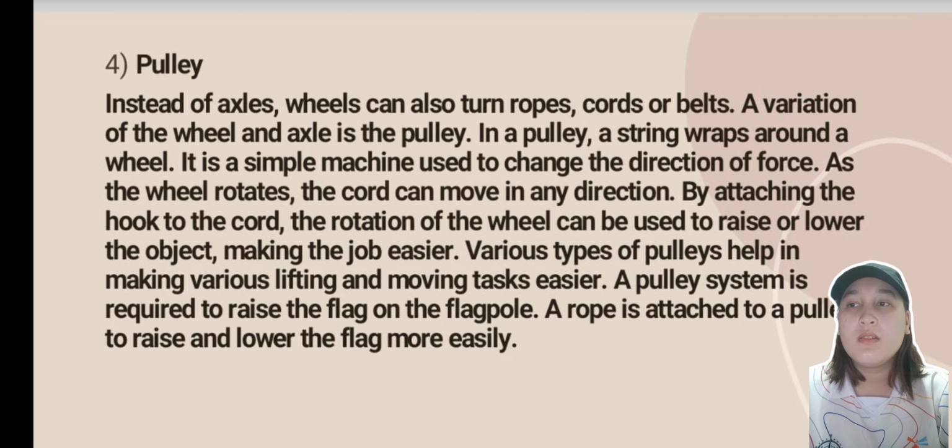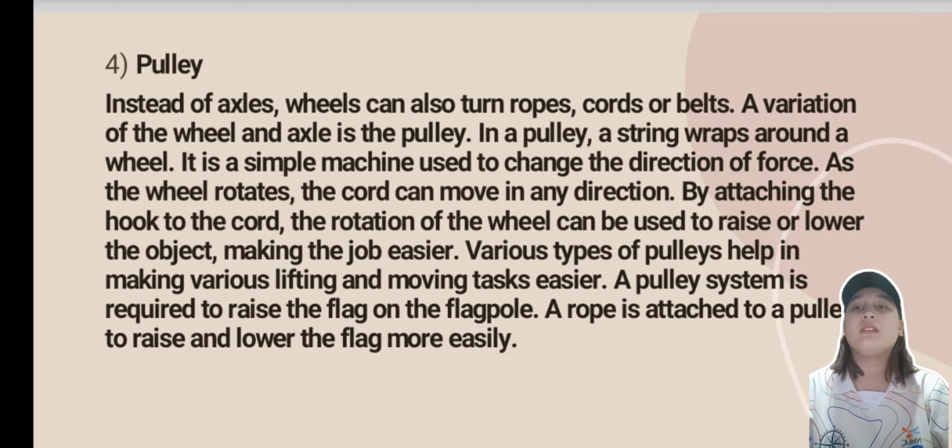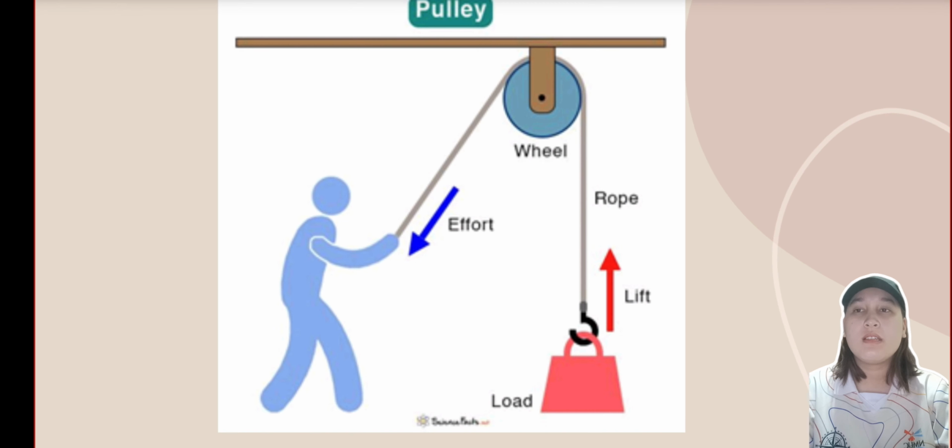So, as the wheel rotates, the cord can move in any direction by attaching a hook to the cord. The rotation of the wheel can be used to raise or lower the object, making the job easier. Various types of pulleys help in making various lifting and moving tasks easier. A pulley system is required to raise the flag on the flagpole. A rope is attached to a pulley to raise and lower the flag more easily. So this is an example of a pulley.